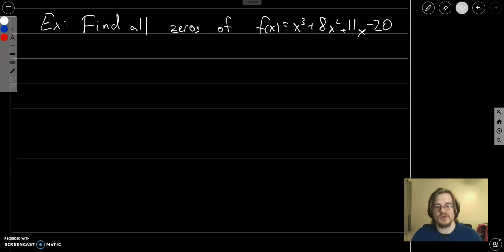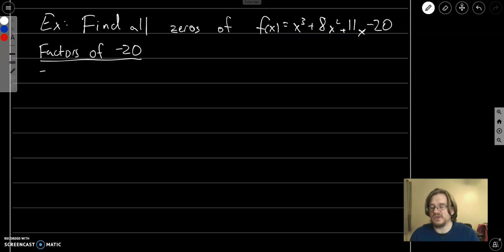Let's go through an example where we list all of the possible rational zeros and figure out which ones are actual zeros. So when we look at this, we want to find all the factors of negative 20, the constant term out back. So we can have plus or minus 1, plus or minus 2, 2 divides 20, 4 divides 20, so plus or minus 4, 5 divides 20, 10 divides 20, 20 divides 20.